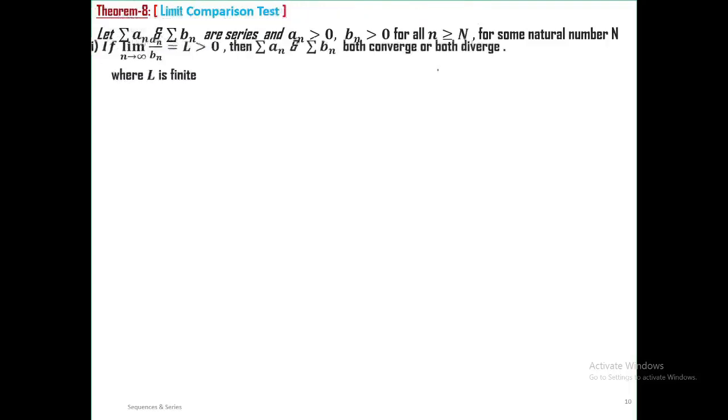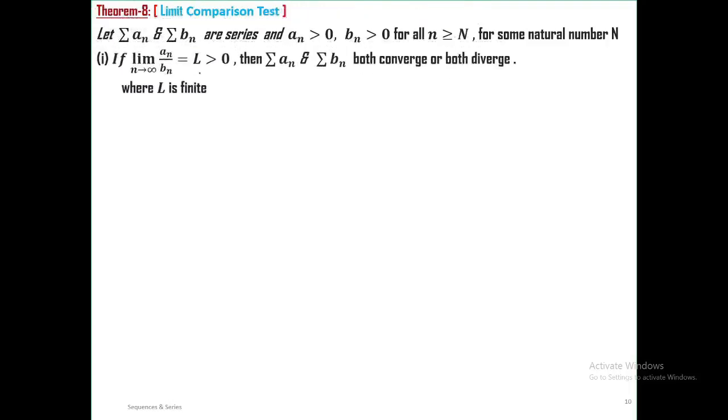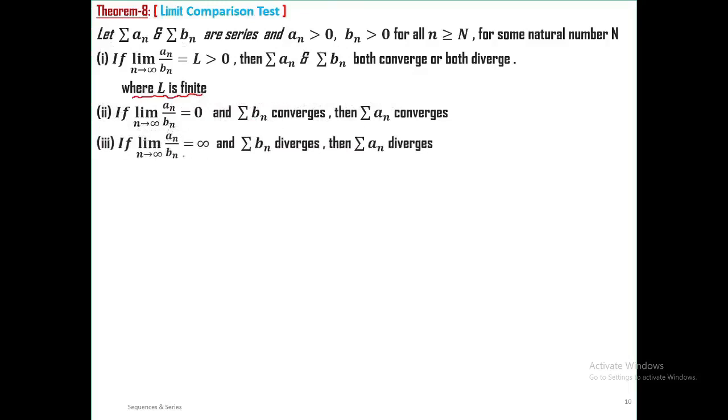Then the first statement is, if limit n tends to infinity, an by bn is L, where L is finite. Okay, here L is a finite number which is more than 0. So positive finite number indirectly. Okay, if the limit is a positive finite number, then both the series converge or diverge together. Okay, next one, if the limit of the ratio is exactly equal to 0, and bn converges, so if these two happen simultaneously, first one is what? Limit should be 0 and bn should converge. Then the conclusion is series an converges. Okay, next one, ratio limit value is infinity, and series bn diverges.